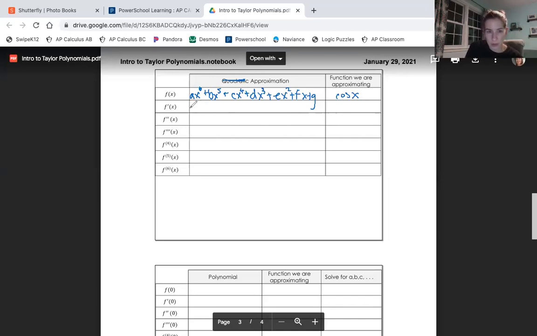So if I go to take the first derivative, this is going to be 6ax to the fifth plus 5bx to the fourth plus 4cx cubed plus 3dx squared plus 2ex plus f. And then the g goes away. And now let's take the derivative here. So if you look, we're going to get negative sine of x. I'm going to do a different color just so it looks a little bit of contrast.